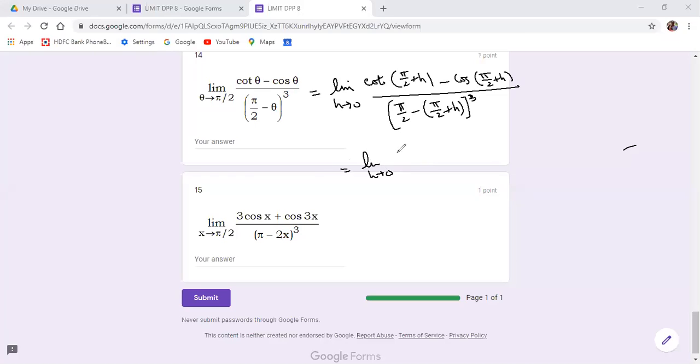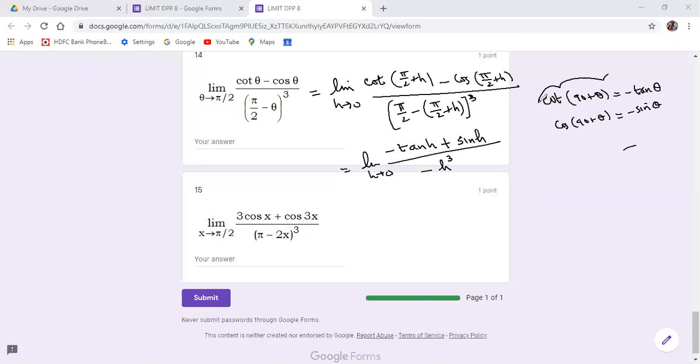In the second quadrant cot is negative and cot will change to tan, so minus tan h. Cos will change to sine but plus sin h, divided by minus h cube. Because cot of 90 plus theta is minus tan theta, and cos of 90 plus theta is minus sin theta. I hope you know this. If you don't know this, you cannot do it. Now you know how to do this problem.